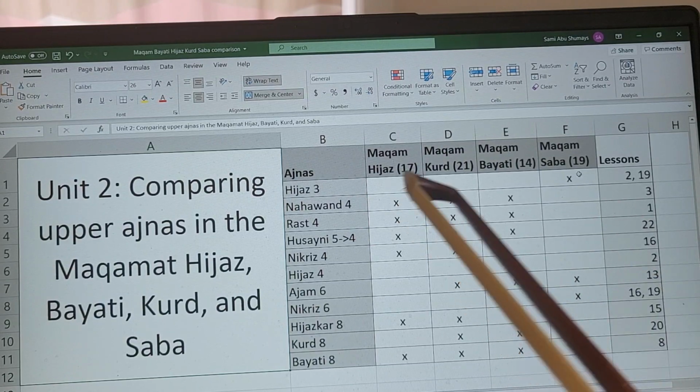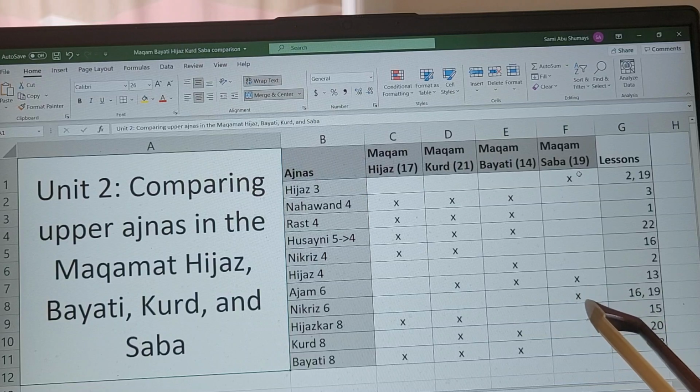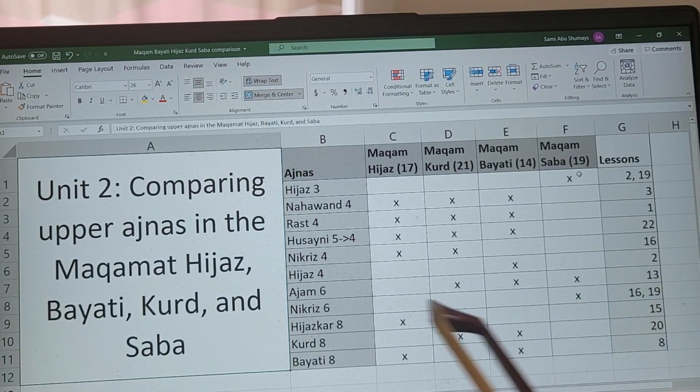So let's see, we reviewed this, Ajam 6. Let's continue with Saba so we see the other component of it. And also, other than this Ajam, nothing else occurs shared between Saba and the others. So we had Ajam on 6.